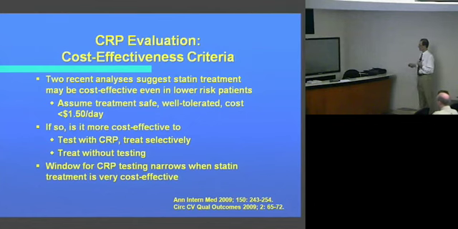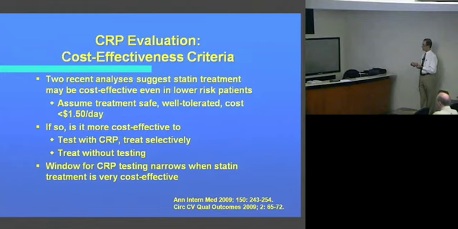So how does this play into the CRP cost effectiveness? One of the things that's important to look at is, I should update this slide, three recent cost effectiveness analyses say that if you take lower risk patients and treat them with statins, it's pretty cost effective if the statin is cheap and quite safe. So if you buy that it's cheap and safe, you probably ought to broaden the treatment criteria.